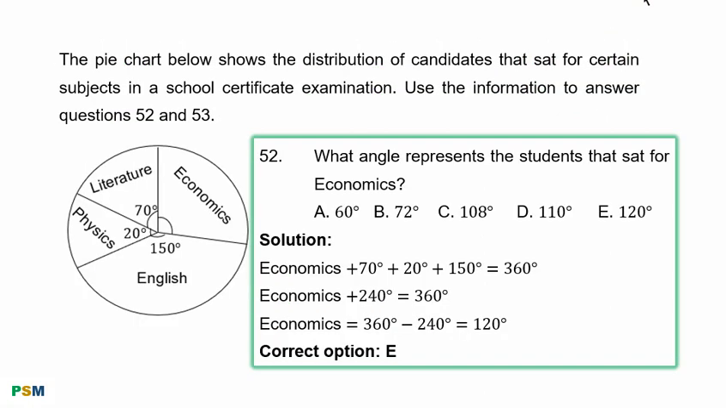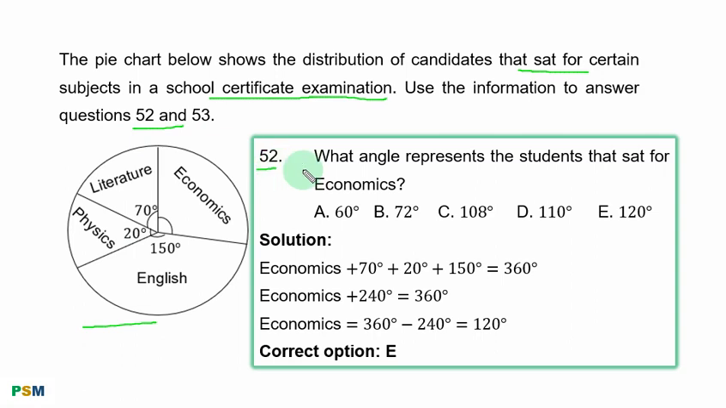The pie chart below shows the distribution of candidates that sat for certain subjects in a school certificate examination. Use the information to answer questions 52 and 53. You have the pie chart.